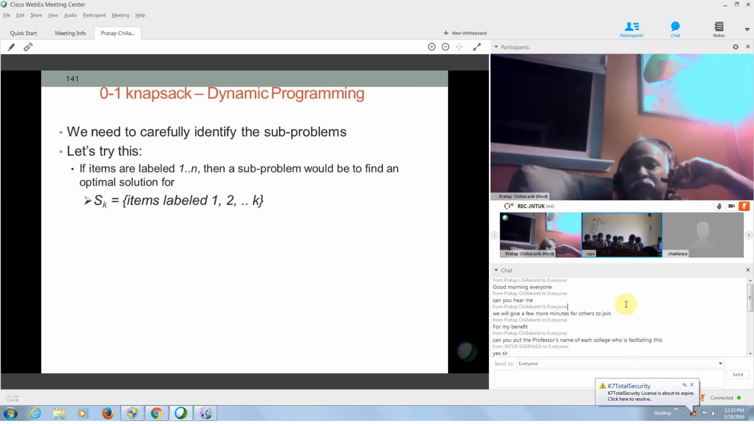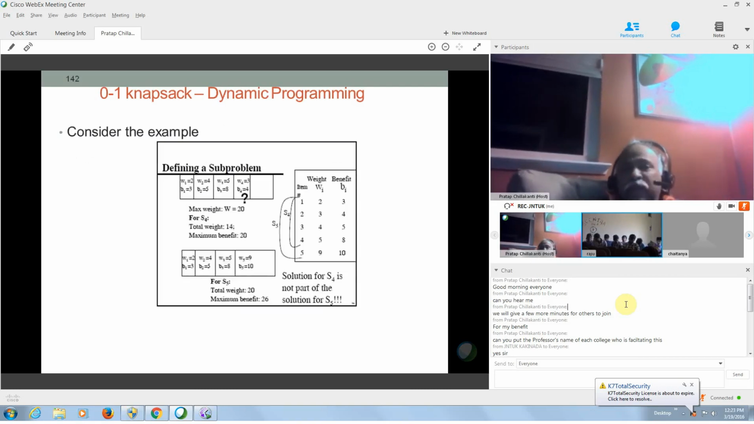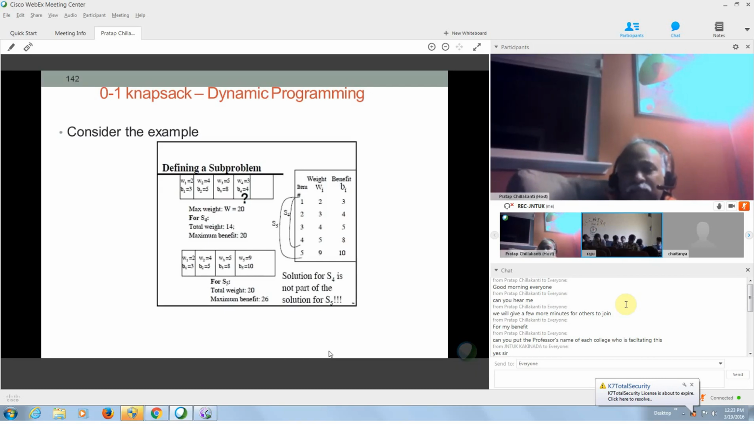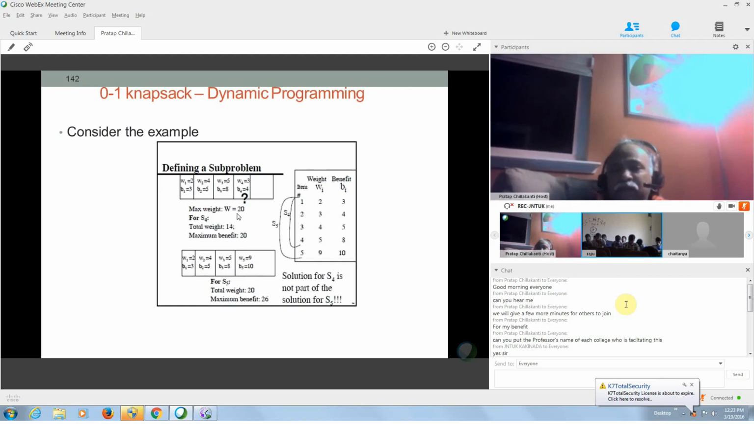So if you can create the sub-problems in the right way and solve them, that huge exponential time algorithm would be reduced. So we did some example here. This was the example that we considered, saying how do you define a sub-problem, right? If you take only weights, you can see here you have different items, 1, 2, 3, 4, 5. You have the weight and the value. Value is called benefit.